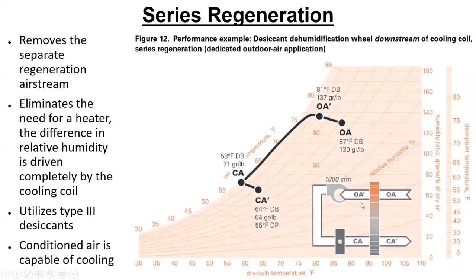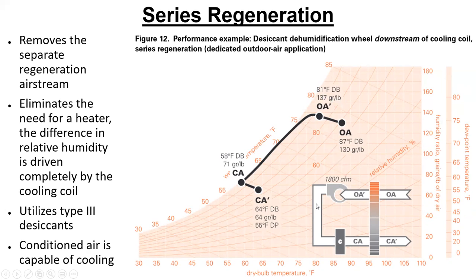Okay, so this is pretty good. We only have the one airstream. So when I look over here at the good old psych chart, my outside air is the same as it's been, 87 degrees, 130 grains per pound. And so I'm going to immediately go across and regen the wheel. When I come out of the wheel, I'm going to be 81 and 137 grains. So this airstream is going to cool down 6 degrees, and it's going to pick up 7 grains per pound of moisture. That gets me to OA prime.